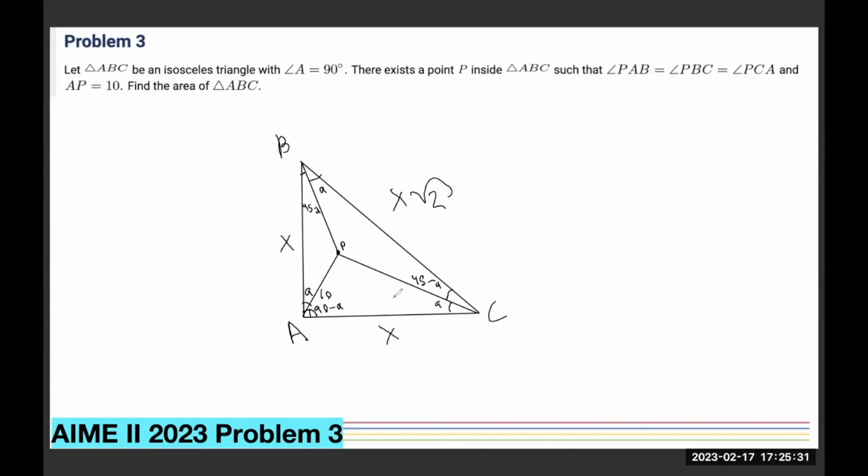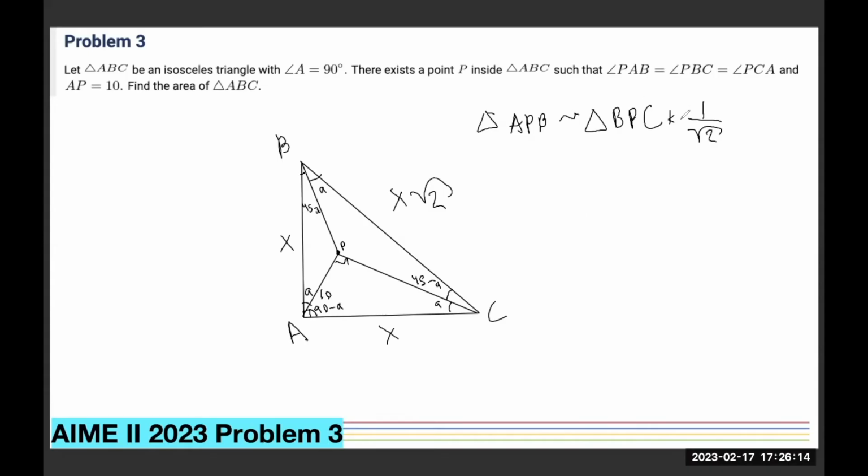And together, these three angles tell us two important things about these triangles. First, because these two angles are complementary, this angle in the middle, APC, is 90 degrees. Second, this triangle and this triangle are similar by angle-angle similarity. And moreover, because of what we've just written about the x and x root 2, these respective side lengths are in ratio 1 to root 2. So basically triangle APB is similar to triangle BPC with a scale factor of 1 over root 2.